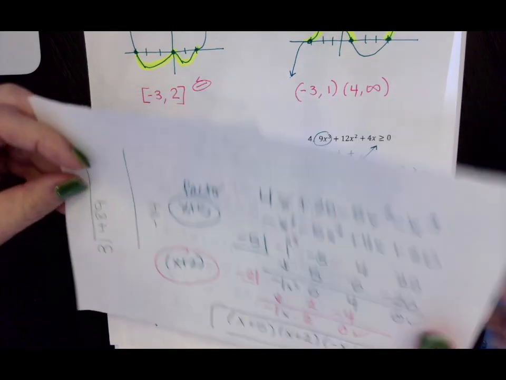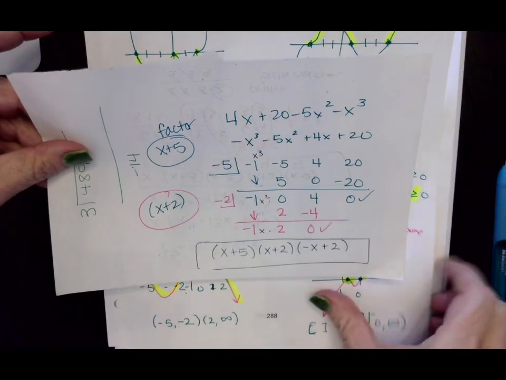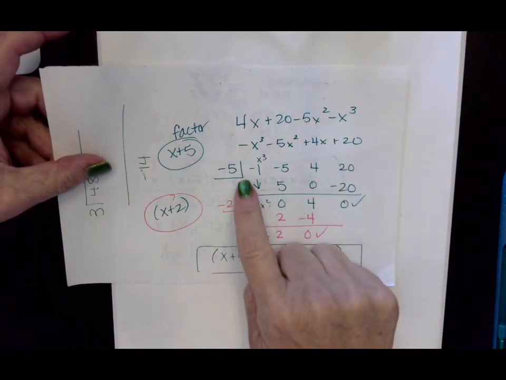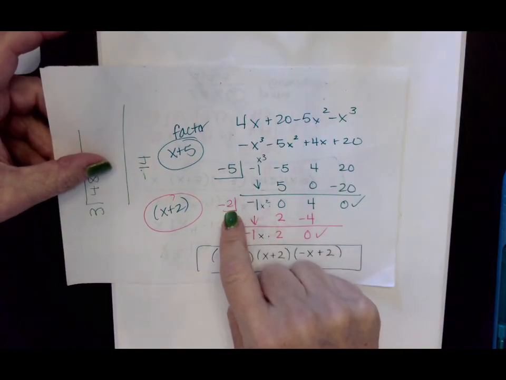Okay? Anyway, I wanted to make sure you saw this and how to do this because I think there's one on your homework where you have to check a couple of different zeros. Okay?